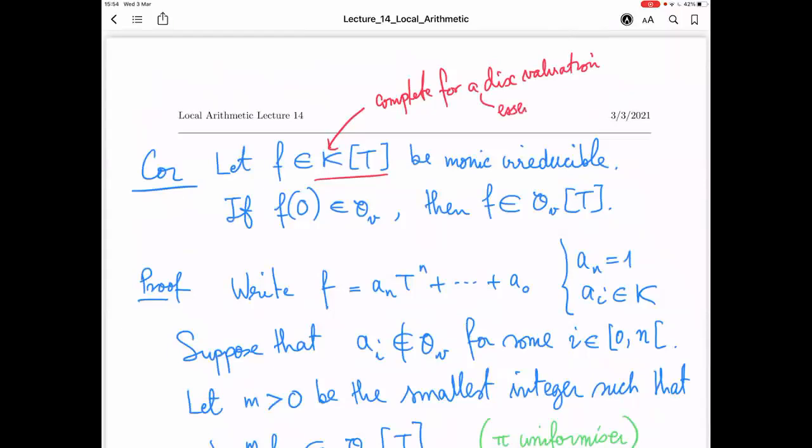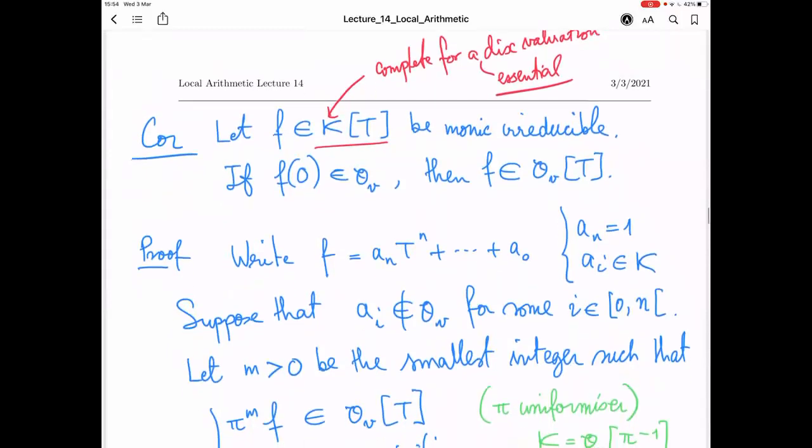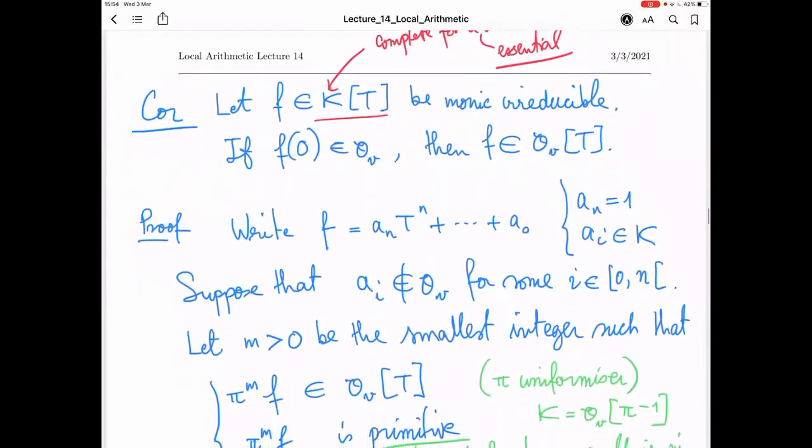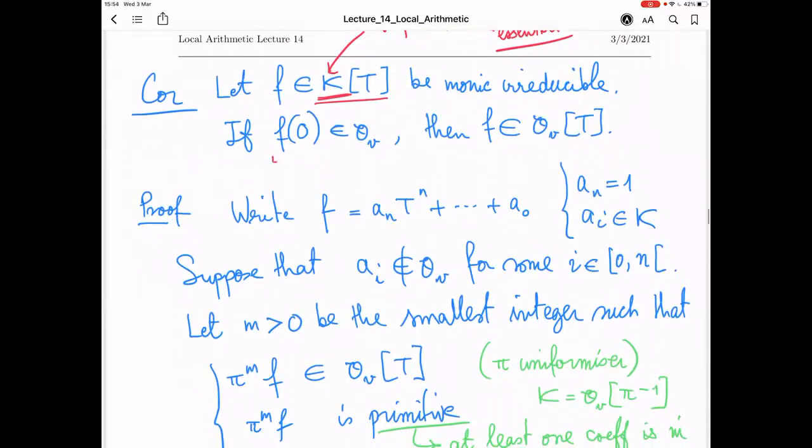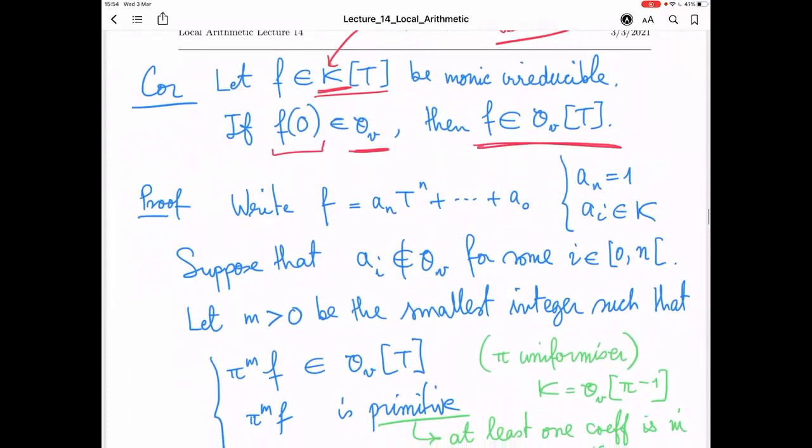So the variation is essential in the sense that it's not a trivial variation. I have a polynomial with coefficients in this field K. But if the constant term happens to be in the subring OV, then in fact the whole polynomial has coefficients in the subring OV. That's kind of magical.